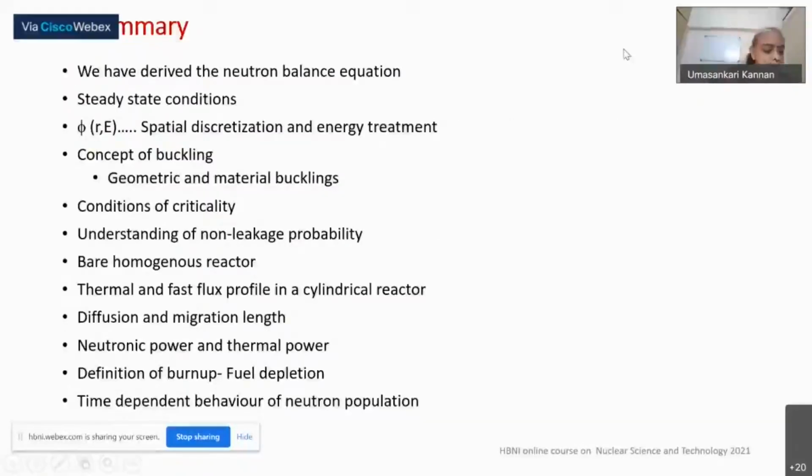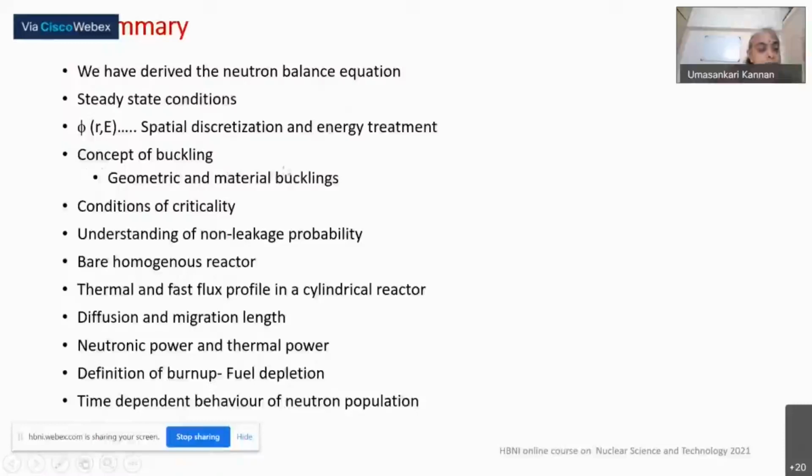So in summary, for this lecture, we have derived the basic neutron balance equation. We saw the steady state: for the steady state conditions, how is the neutron balance equation? And then we also said that phi as a function of both space and energy has to be determined. Phi as a function of r we have determined with respect to the wave equation which we formulated. And energy treatment also we saw, like what is the fast group and the thermal group.